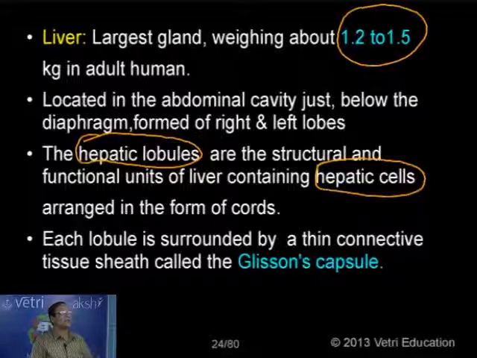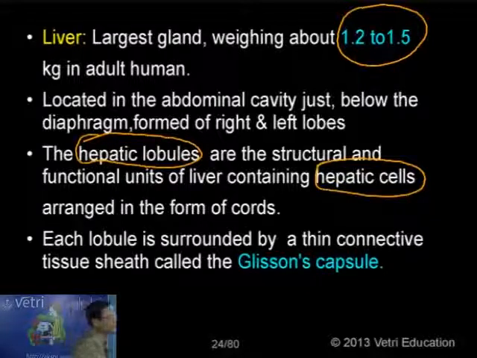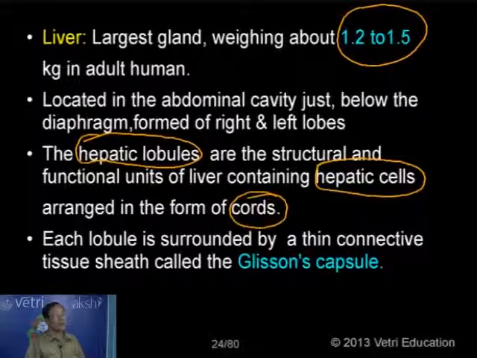These hepatic cells are arranged in the form of long cords, that is, in the form of filamentous structures. When I use the word cords, it is nothing but a collection of cells which are branched or formed in the form of long filamentous structures. So the unit of liver is the hepatic lobule, and each lobule is made up of many hepatic cells arranged in the form of long cords.